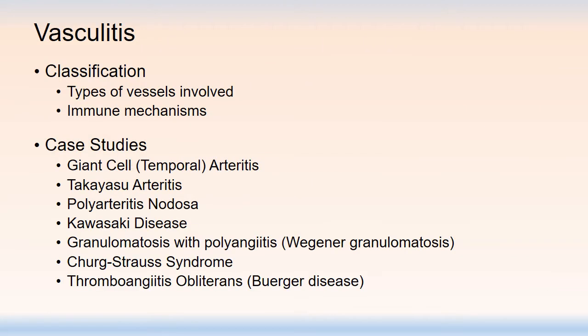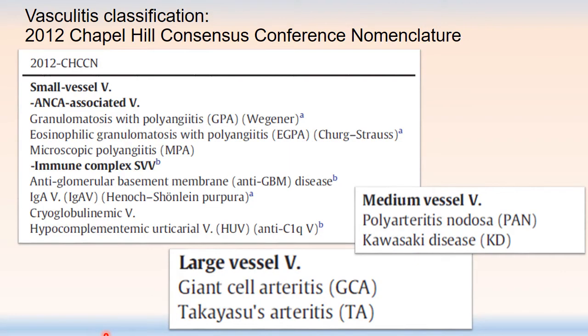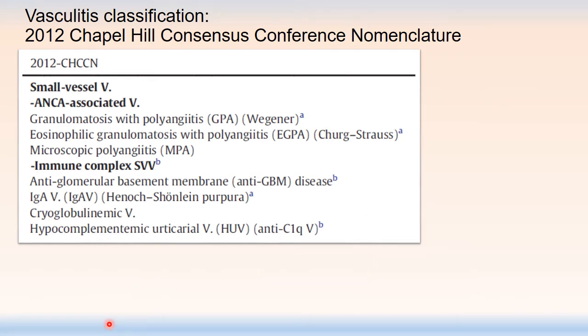Today we're going to talk about vasculitis in terms of their classifications, and then we'll go into some case study of the following vasculitides. Utilizing the Chapel Hill nomenclature, you can see that there are three major categories: small vessel vasculitis, medium vessel vasculitis, and large vessel vasculitis. And within small vessel vasculitis, you can see that there are ANCA-associated vasculitides and immune complex-associated vasculitides. So what do we mean when we say something is ANCA-associated or immune complex-associated?